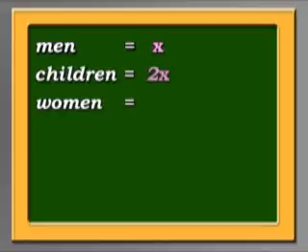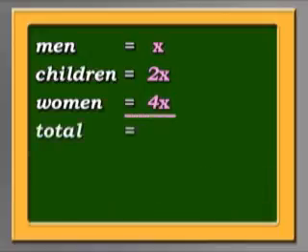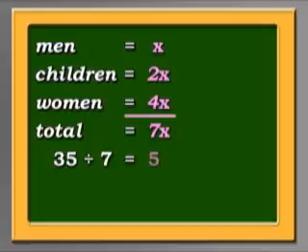Children will be 2x, and women will be 4x, because there are twice as many children as men, and there are twice as many women as children. So 4 plus 2 plus 1 equals 7x. If we divide 35 by 7, we get 5. So x equals 5. There are 5 men, so there are how many children? And how many women? That's easy, isn't it?